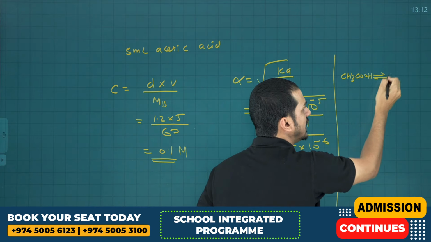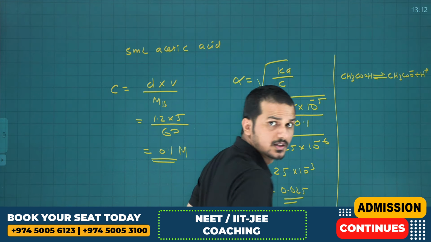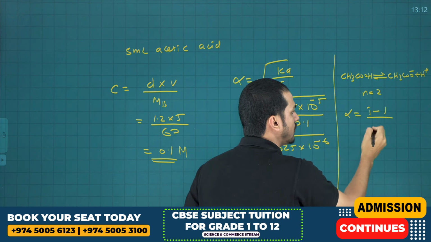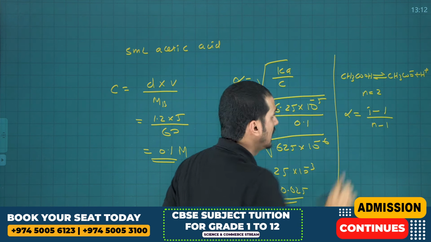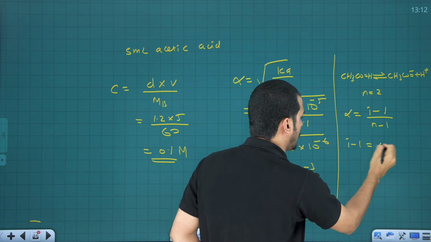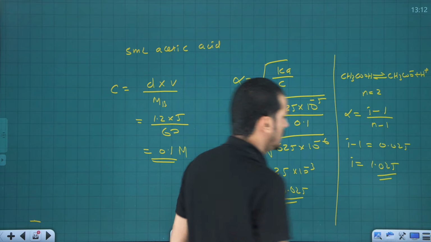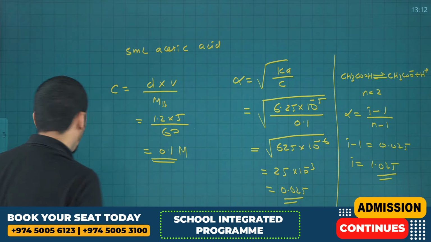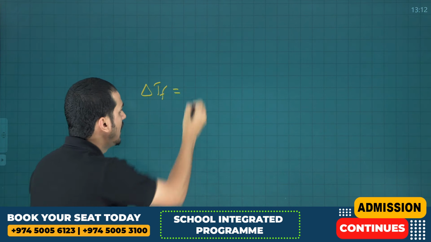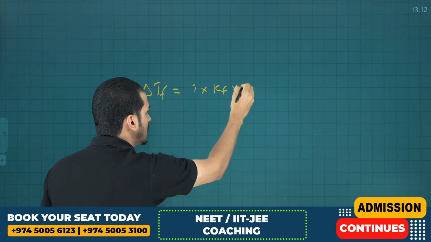If I know alpha, then I know i. CH3COOH will dissociate into CH3COO minus plus H plus. So here n value is equal to 2. Alpha is equal to i minus 1 by n minus 1. So n equal to 2 means n minus 1 is 1. So i minus 1 equals 0.025, so i equals 1.025. If you know i, then you can easily find delta TF. What about delta TF? i into Kf into the concentration, that is molarity.